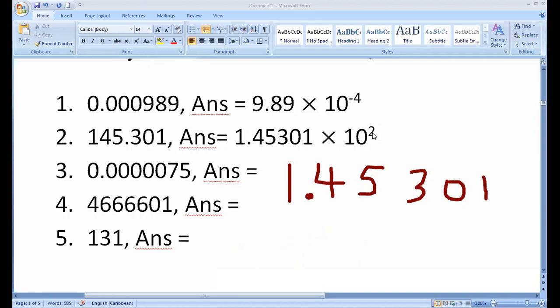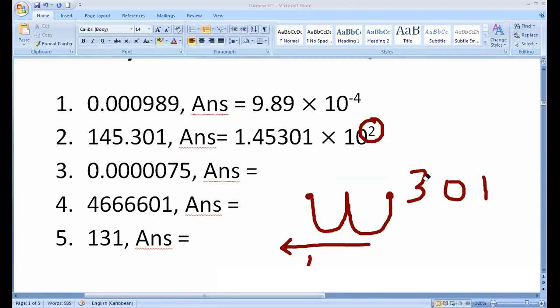Somebody said they don't understand how we get 2. It's because the point was right here, and we go 0, 1, 2 places to the left. Because we move 2 places to the left, that's why 2 is right here. All right. You follow? Yes, sir. Okay. All right, cool.